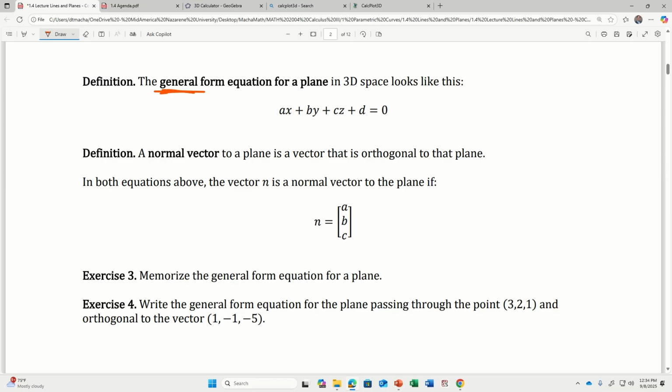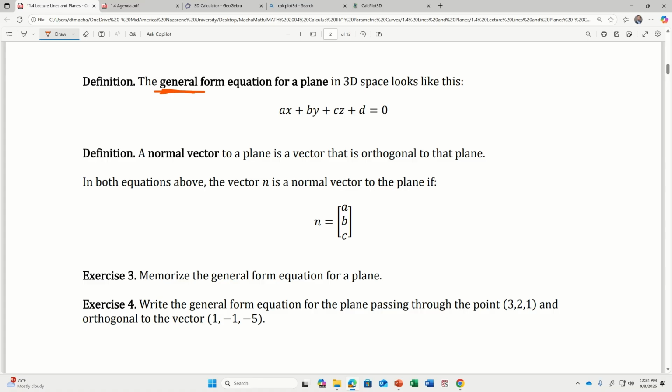And so there's only one general form of equation for a plane. There's a whole bunch of different standard form equations for the same plane because a plane has a whole bunch of points. So just choose any point along the plane and it works. But there's only one general form because this is just the simplified way to write it.